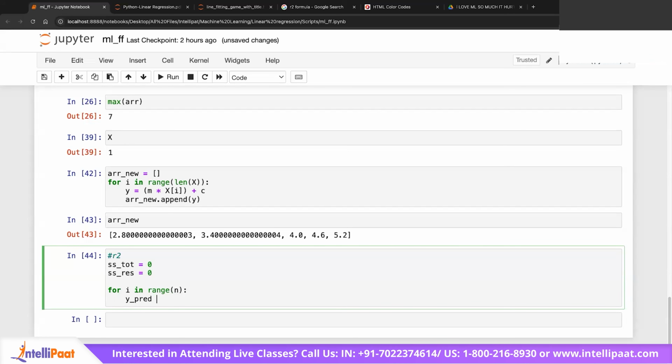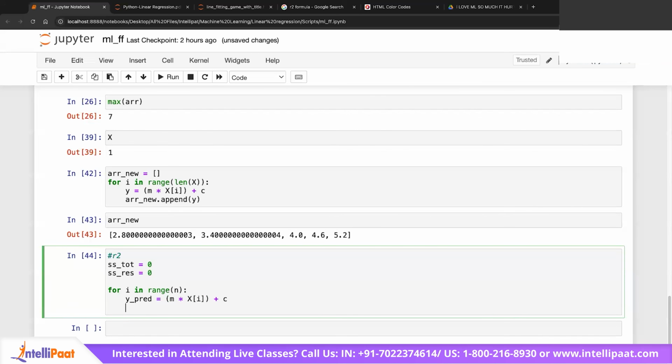y_pred. For calculation of R square, I want the value of y predicted values. Yes or no? For the y predicted values, I want the values of y_pred. So can I say y_pred is mx, x is nothing but x of i, plus c? Can I say it like this?